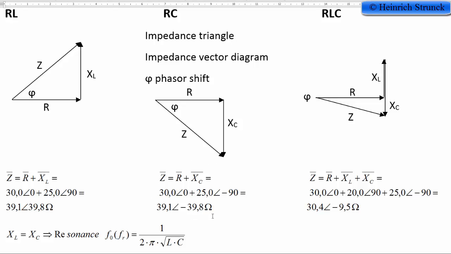Over here with the capacitor, we have the same numbers for R and XC, of course, and totally the impedance is the same, but the angle is just negative, and still the same number.